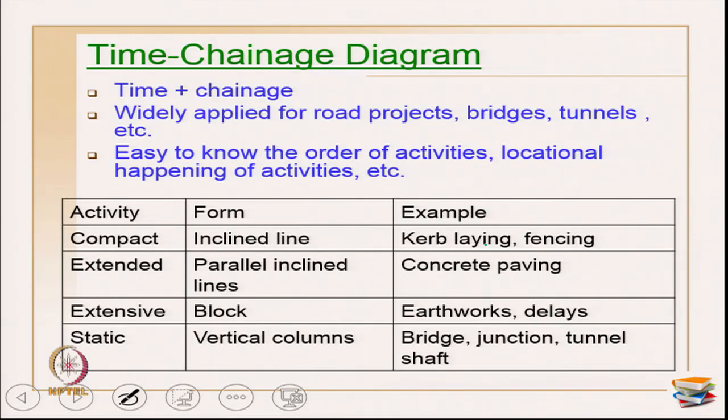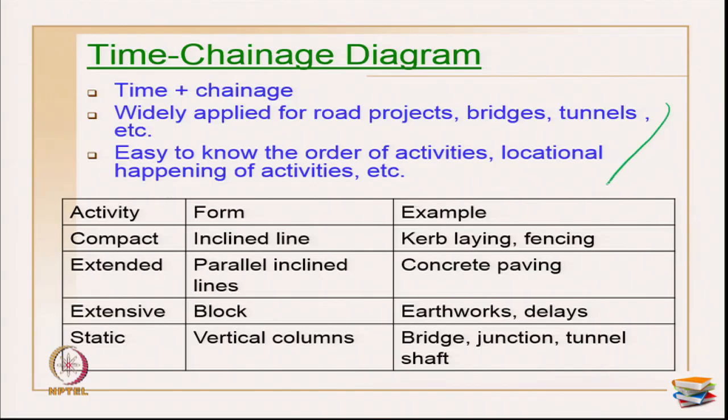This is widely used for all repetitive projects like road projects, bridges, tunnels and so on, and it is easy to know the order of activities, the locations where activities happen, and so on. Broadly, researchers have classified 4 types of activity. One is compact. Compact is generally shown with an inclined line. These examples I have taken with the help of an earthwork example only. Maybe curb laying or fencing.